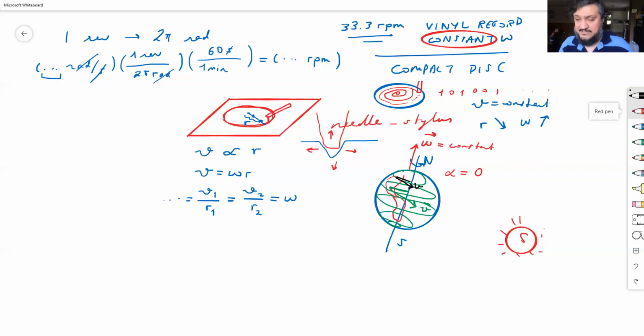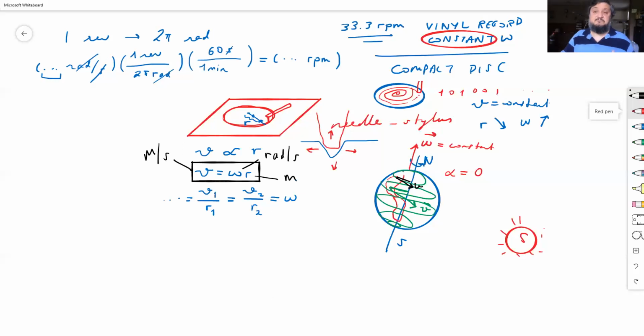All right, so that's the most important relation in this slide here. V is equal to omega times r. And for a rigid body, v depends on where you are on that rigid body. So v is measured in meters per second. Omega is measured in radians per second. And of course, r in meters. So radians per second times meters is, again, meters per second. Radians is just dimensionless.